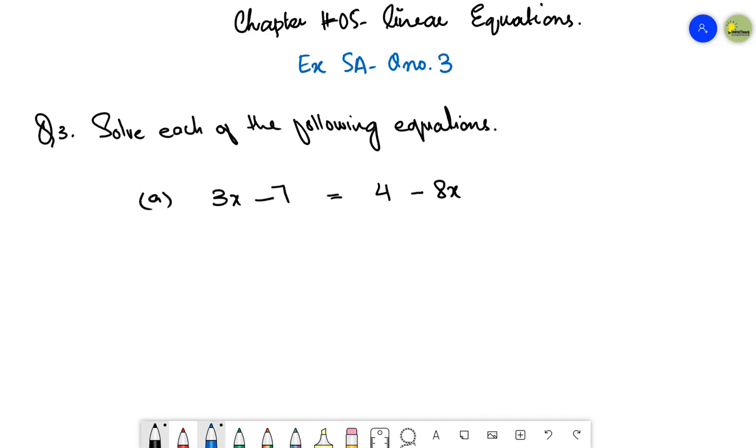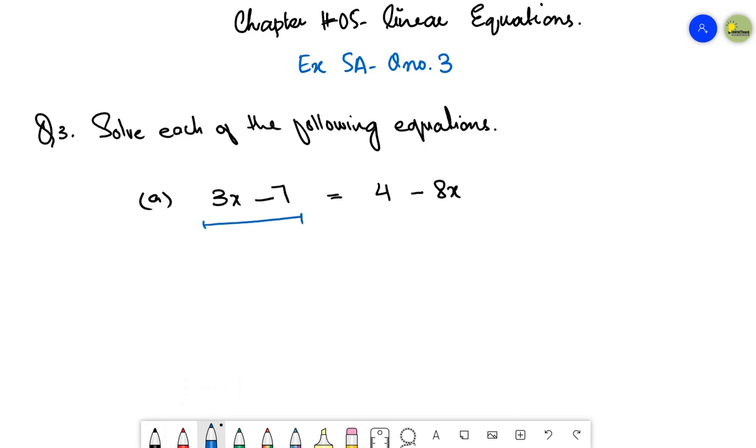Another question, number 3 of exercise 5a, solving the linear equations. In question number 3, again you have been given some linear equations that you need to solve. Starting from part A, I'm having 3x minus 7 equals 4 minus 8x. We are having two sides of the equation.